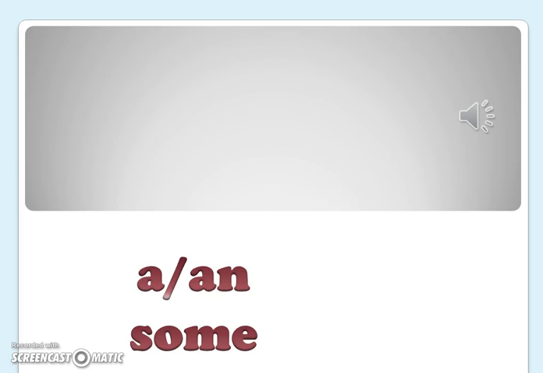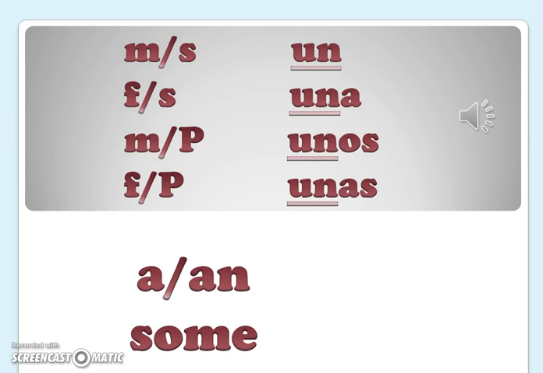All right, going back to page 35, the top right box. There are 2 words for a or an, if you want to say a book or an orange, and 2 words for some, if you want to say some books or some oranges. Each has to be masculine or feminine. So masculine singular for a or an is un. Feminine singular for a or an is una. Masculine plural for some is unos, and feminine plural for some is unas.